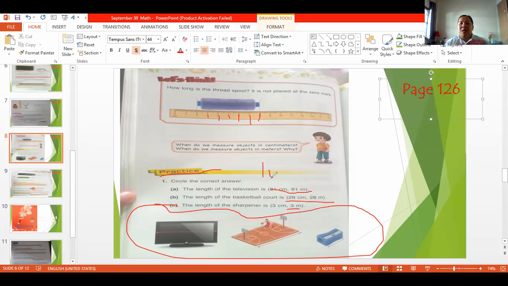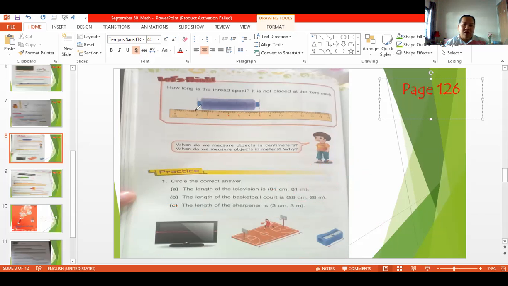So 1 meter is equivalent to 100 centimeters. What do you think? Which statement is correct there? 81 centimeters is equal to 81 meters. 28 centimeters is equal to 28 meters, or 3 centimeters or 3 meters. What was it? In letter A, the length of the television. What do you think?